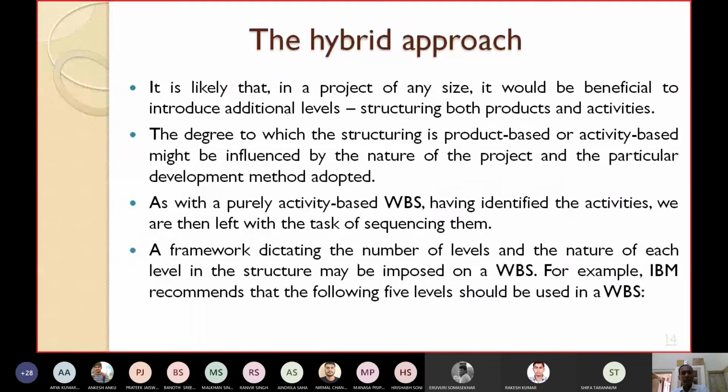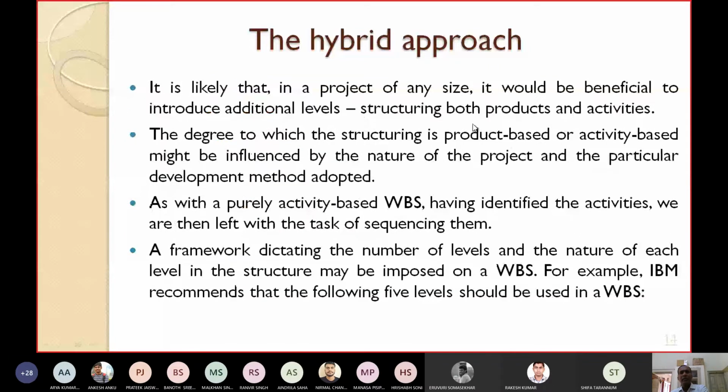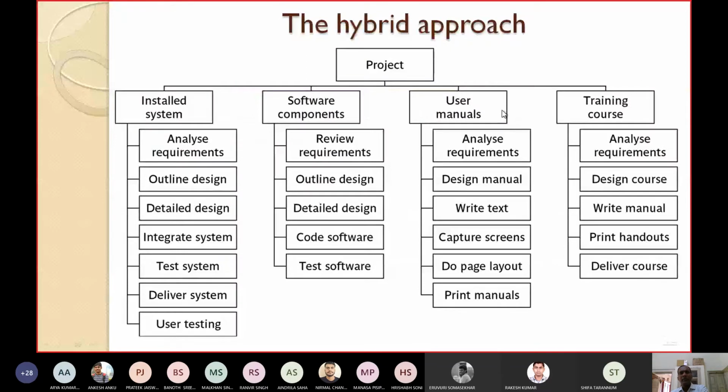A framework dictating the number of levels and the nature of each level in the structure may be imposed on a WBS. For example, IBM recommends that the following 5 levels should be used in a WBS. So IBM has prescribed some recommendations, according to which there will be 5 levels in a WBS. What are the 5 levels? In level 1, you keep the projects. In level 2, you put the deliverables such as software, manuals, and training courses, just like here: project, then these deliverables.